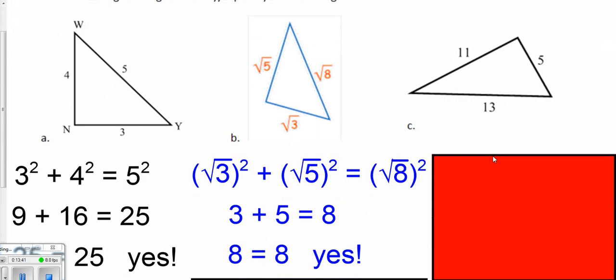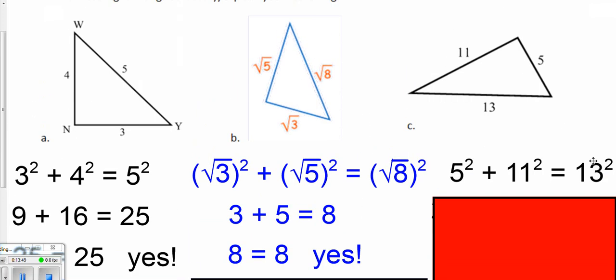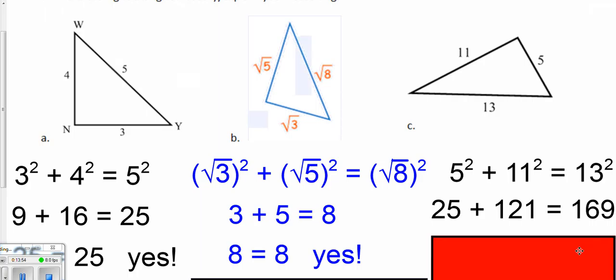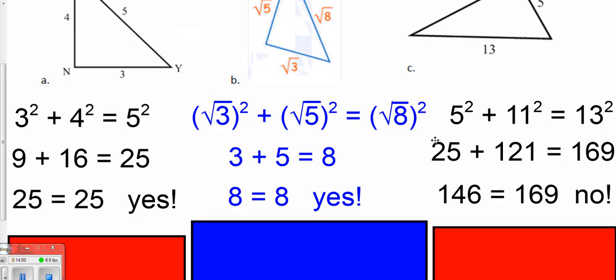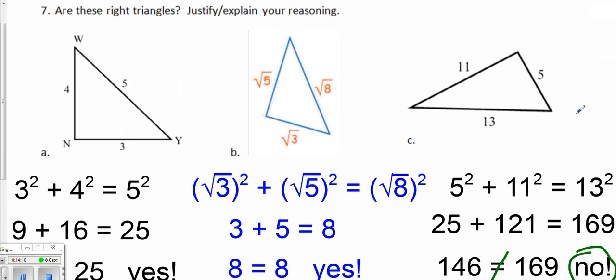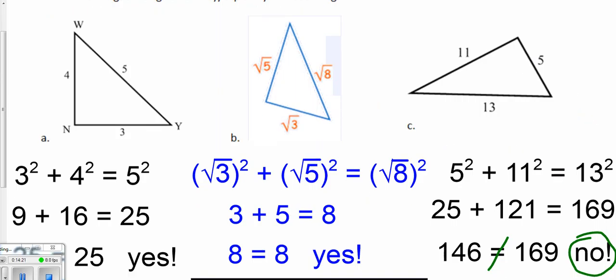In this triangle, we have 5, 11, and 13. So these are two smaller ones, 5 and 11, and the bigger one, 13. So 5 squared plus 11 squared equals 13 squared. 25 plus 121 equals 169. 25 plus 121 is 146. Does it actually equal 169? No, it does not. So no, these three would not make a right triangle. If you have these lengths, like 5 feet, 11 feet, and 13 feet, you cannot possibly make a right triangle unless you were to cut one of them up. So no, those do not make a right triangle.